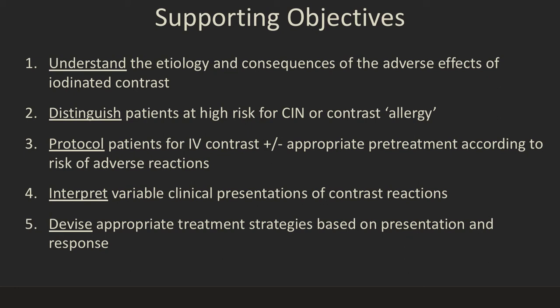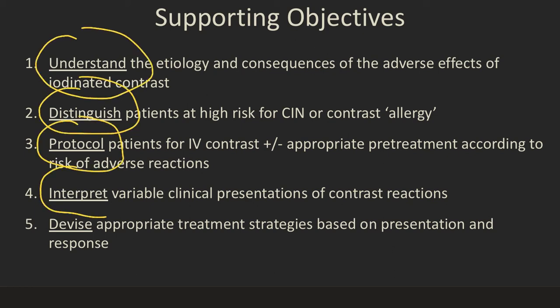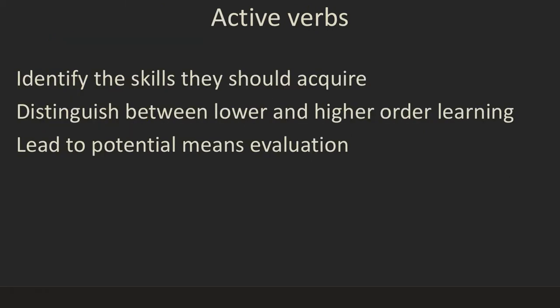Notice that each of these objectives has an active verb associated with it. And these active verbs identify the skills that they should acquire. They help distinguish between lower and higher order learning, as we'll talk about in a minute, and they help lead to potential means of evaluation. For example, one of the learning objectives on the prior page talked about protocoling patients for IV contrast and pre-medication if necessary. So you can test your learners by giving them different patient scenarios that they then have to protocol.